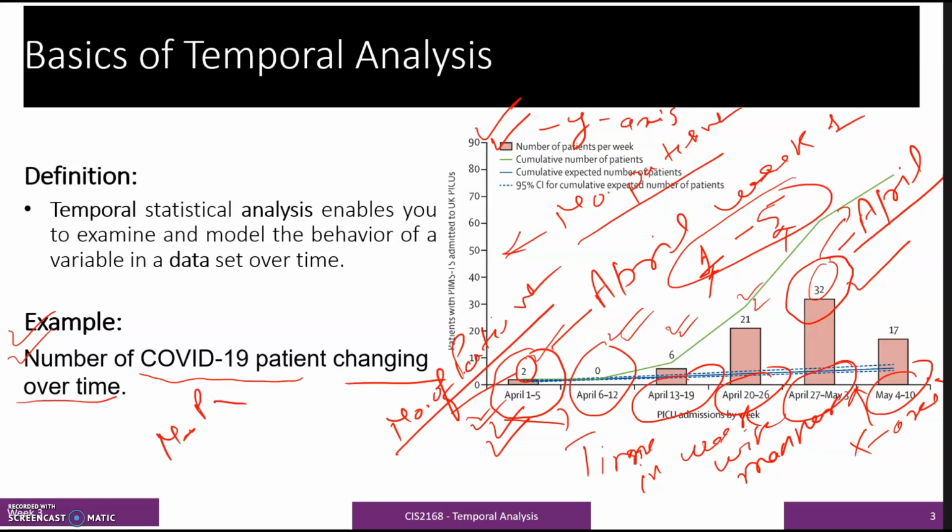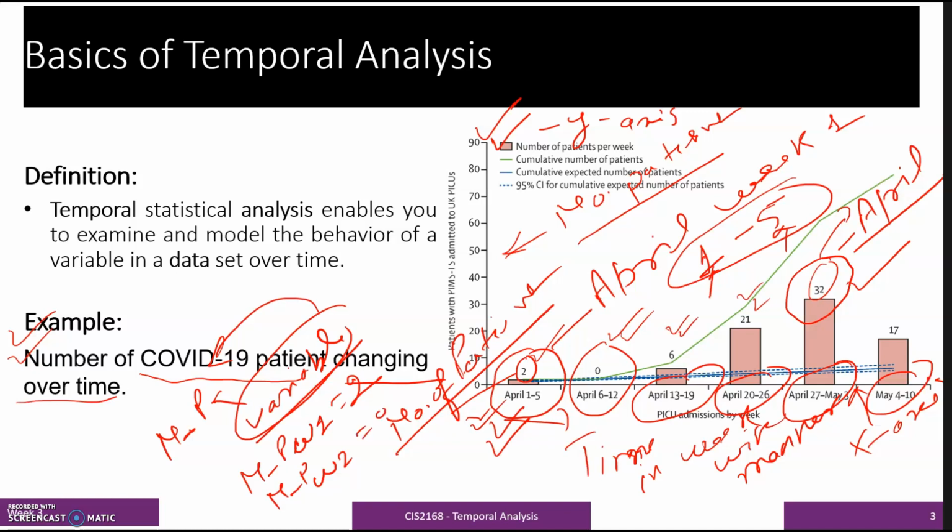So in this example, the number of patients is varying, and here we can consider the number of patients as a variable. The number of patients is varying, so it is a variable, and it stores the information about the number of patients week wise. So in week number 1, I'm calling it W1, is equal to 2. The number of patients in week number 2 is 0. Similarly, the number of patients in week number 3 is 6. The number of patients in week number 4 is 21, and here it is 32.